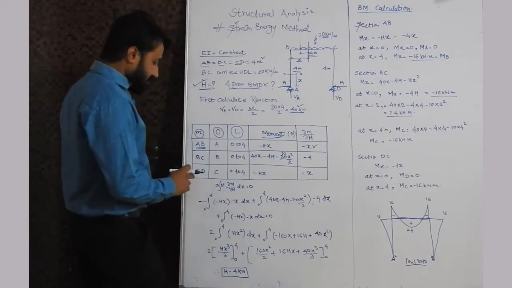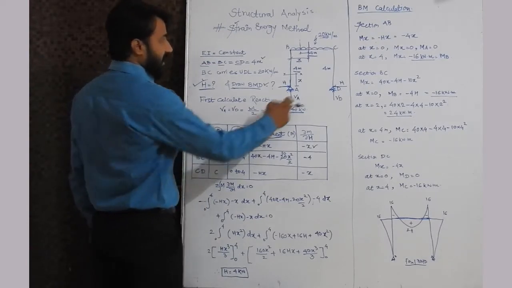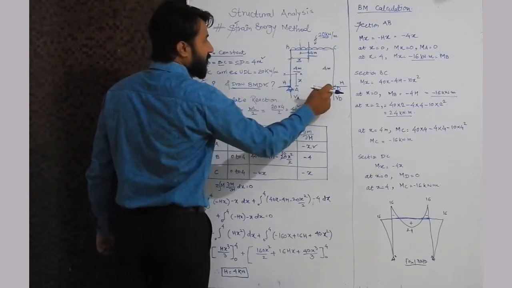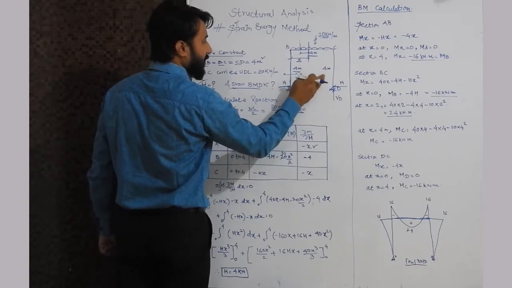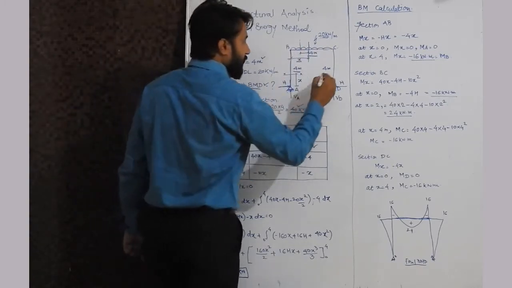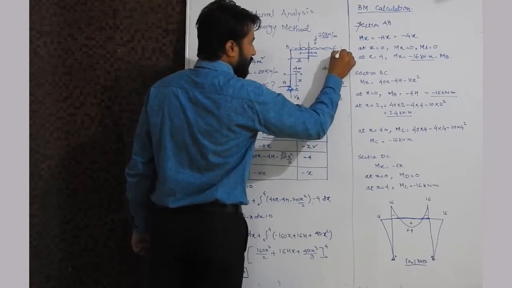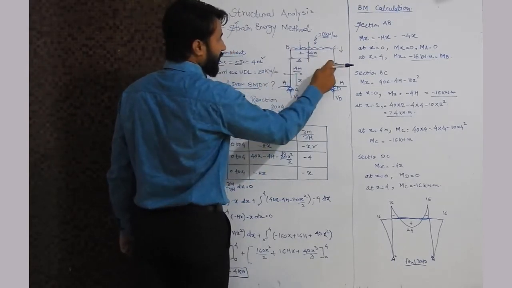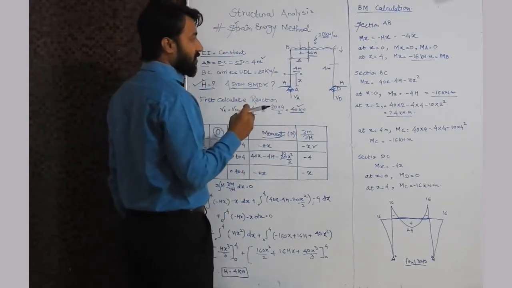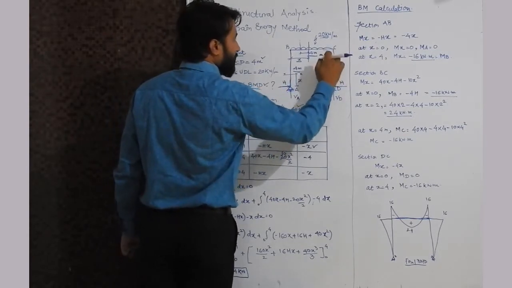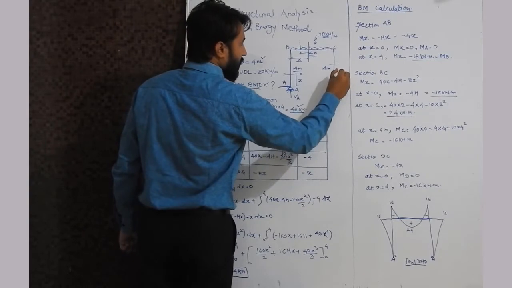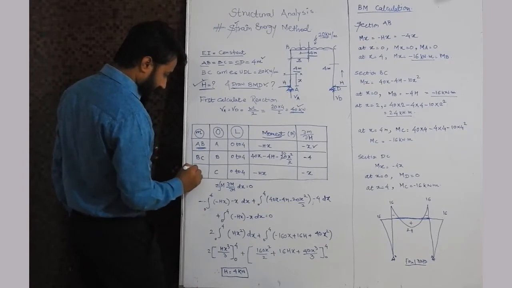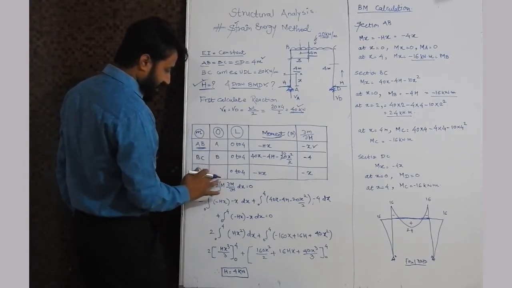Now we will talk on the member CD. Instead of going with this CD, we will take this member as DC. Why? Because if we go for this section from this direction, the whole loading will come into the picture and the calculation will get complicated. So instead of going this CD direction, we will go in the DC direction. So instead of writing CD, I am writing this as DC and origin will be D.